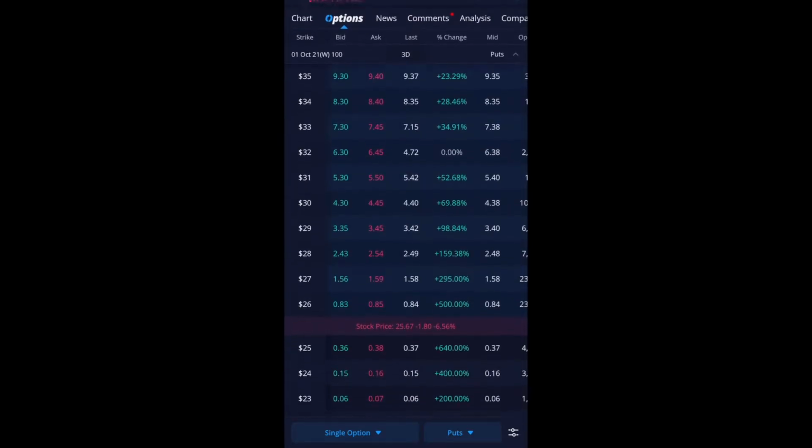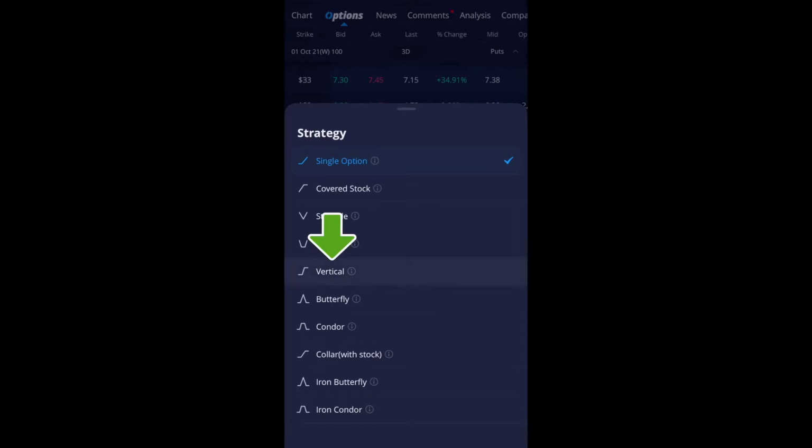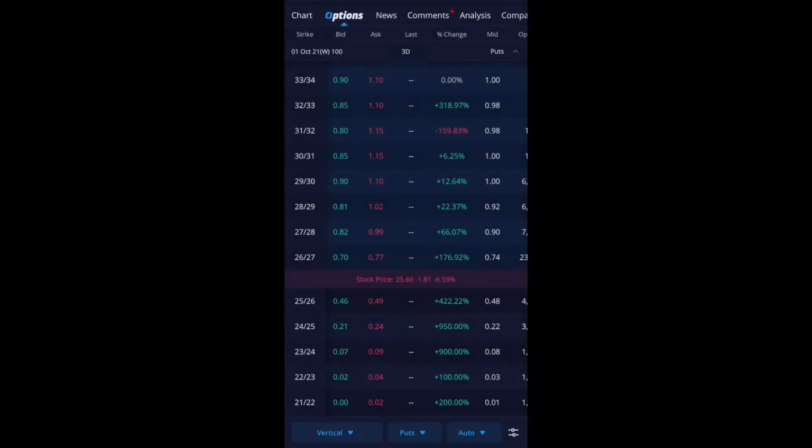I'm going to scroll down a little bit right now. So currently it's under single option. What I want to do is click on vertical. And then since I'm going to do a bull put spread, it has to be a put. So if it's not a put, just go ahead and click on it and change it to puts. And then for the auto, this is where you could change the width of it. So right now I have it set to 1. You could do a 2, 3. Notice that if you choose 1, you're working with $100, 2 is $200, 3 is $300. So I'm going to just set it as 1.